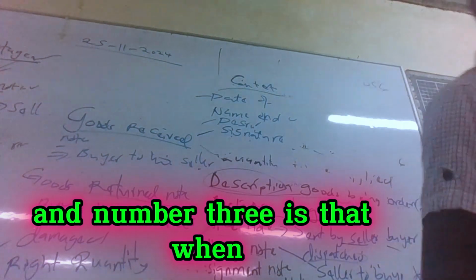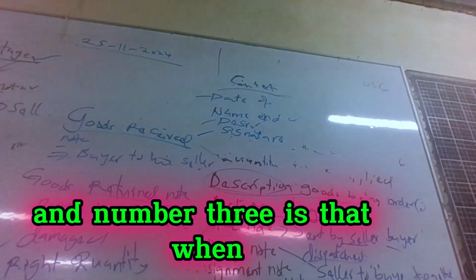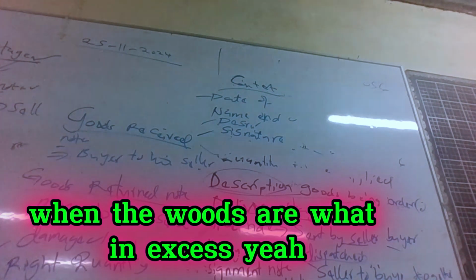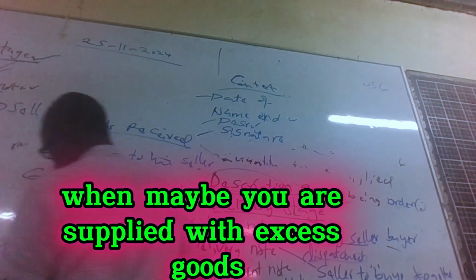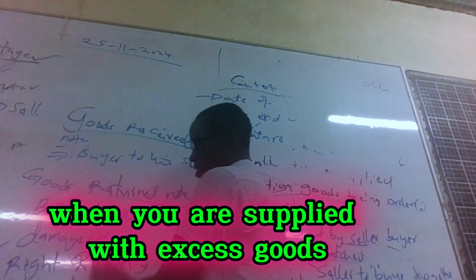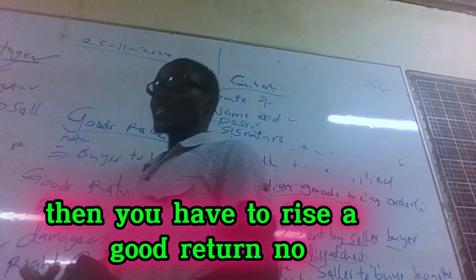And number three is when the goods are in excess. Maybe you were supplied with excess goods. When you are supplied with excess goods, then you have to write a goods return note.